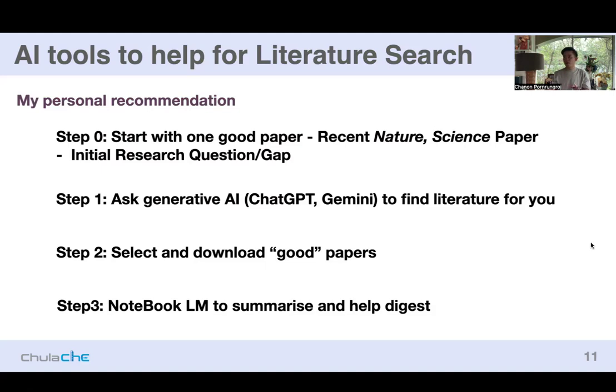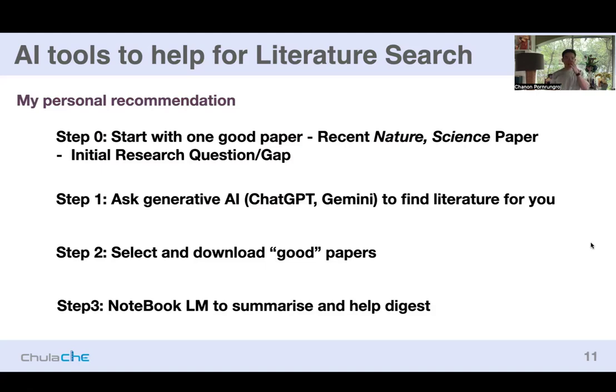I wouldn't say you should 200% completely believe what AI generates, but this is a very good start, right? So you ask them to come up with literature and do some summaries to get a good idea of each paper, and then you download the ones that you find interesting. And then what I would do next is put them into the platform called Notebook LM, but there are other platforms as well.